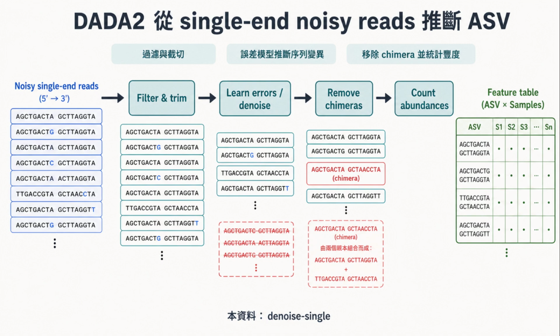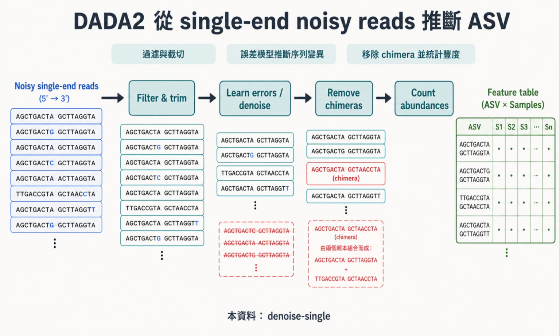Next, we will use the single-end denoise-single workflow to see how DADA2 processes noisy reads. It begins with quality filtering and truncation, then learns the pattern of sequencing errors from the data. Using this error model, DADA2 identifies and removes chimeras.